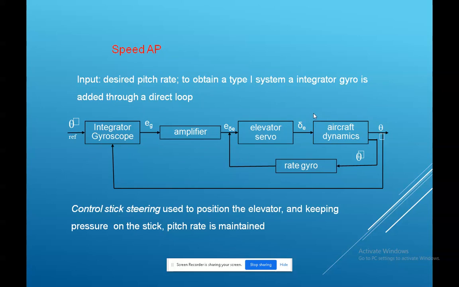This is the speed autopilot. The speed autopilot is nothing but speed control. Similar to the direction displacement we had seen, the speed of the aircraft system will be controlled by the speed autopilot system, without the intervention of your pilot. Everything will be automatic. Here, for controlling the speed, you will use control stick steering to maintain the speed.